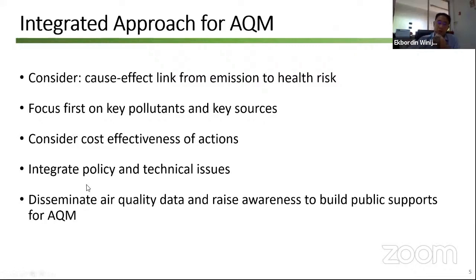Then we need to have some policy in order to smooth the process so that people can apply those. For example, maybe reduce the income tax on those kinds of equipment or something like that, so that people can have a cheaper price to install this kind of equipment. And then the last one, but not the least, we need to have the dissemination of the air quality data so that we can raise the awareness of the people. The people can support the air quality management.